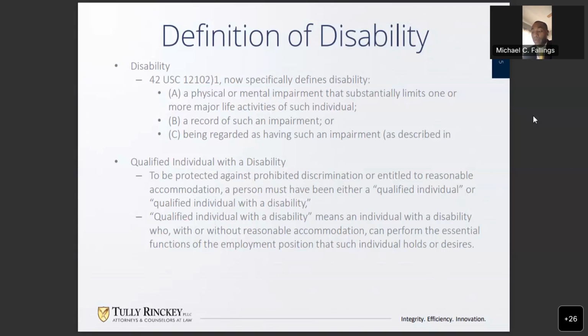So we'll get into essential functions in a little bit, but that basically means that the person must be able to perform their job even without a reasonable accommodation. So to be qualified for a reasonable accommodation, the purpose of a reasonable accommodation is to assist the employee in performing their job. But to be qualified, you must prove, often through how you're performing, whether you can perform the essential functions of your job without a reasonable accommodation.